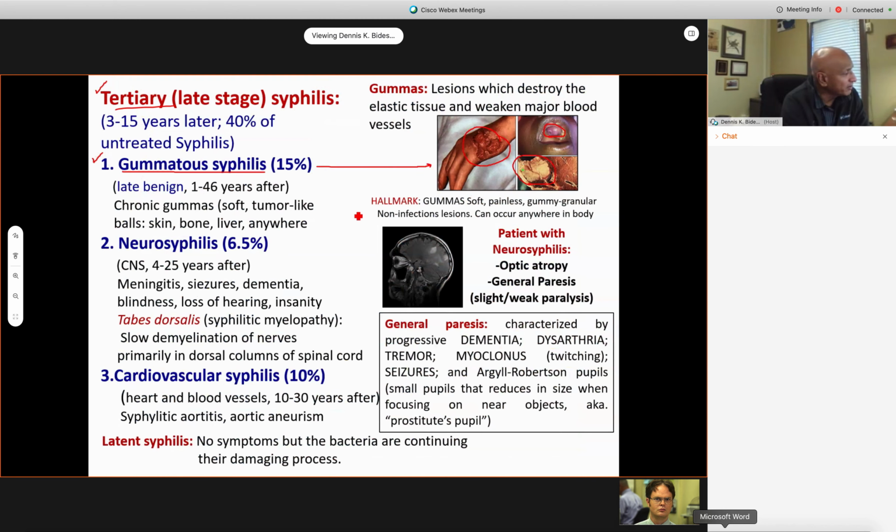There's also something called neurosyphilis, and that makes sense. Neuro refers to neurons. This is the central nervous system, and you can see lesions here in the brain. So you have major tissue destruction in the brain. That can lead to a whole bunch of different conditions: meningitis, seizures, dementia, blindness, loss of hearing, things related to the central nervous system. And then, of course, we can have invasion of the heart and the blood vessels. So we have cardiovascular syphilis. About 10% of cases end up like this.